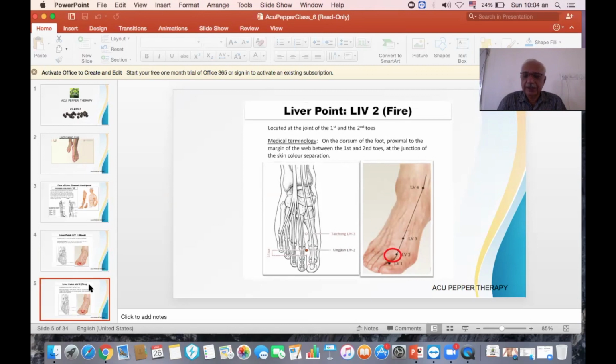See, for example, somebody has got a problem in the heart. The heart is fire. So the fire has to be energized or normalized or balanced. So you can give from wood to fire. On the wood channel, you give to fire.